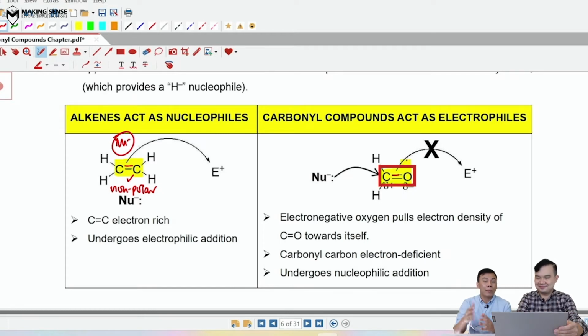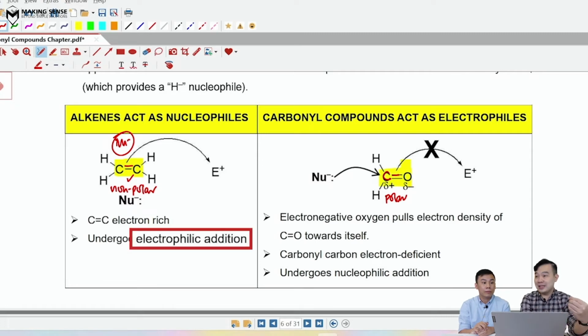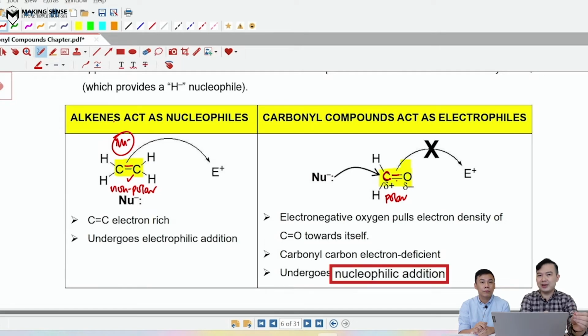But if you look at the carbonyl group on the other hand, the carbon is bonded to a more electronegative element, oxygen. So there's going to be a separation of charge, causing a delta plus on the carbon and a delta minus on the oxygen, making the carbon susceptible to nucleophilic attack. So in general, alkenes undergo electrophilic reactions, but carbonyl compounds undergo nucleophilic reactions. That is the difference between them. But what is the similarity between them, Mr. Yap? They're both unsaturated compounds, so they will undergo addition reactions.